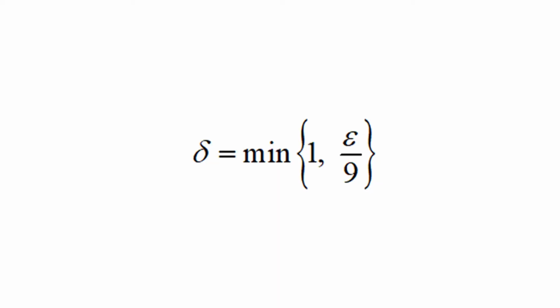It follows that equation 8 will be satisfied for any positive delta such that delta ≤ 1 and 9 delta ≤ epsilon. We can achieve this by taking delta equal to the minimum of 1 or epsilon upon 9. This proves that the limit of x squared as x approaches 4 is 16.